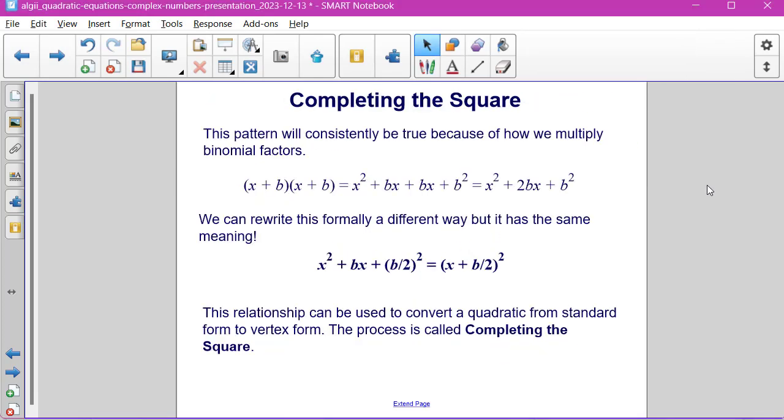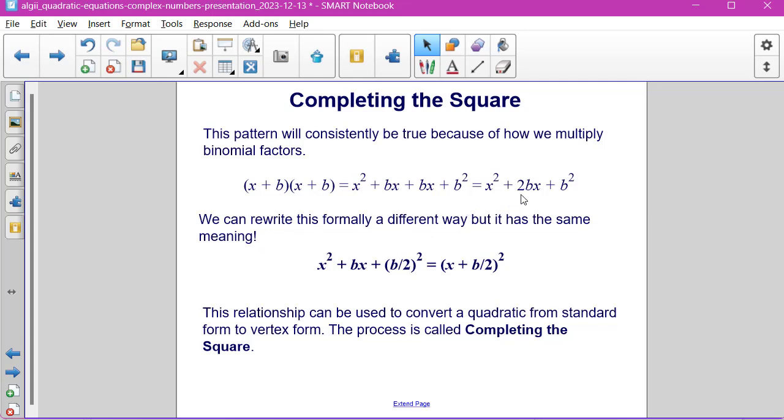This pattern will consistently be true because of how we multiply binomial factors. We would get x squared plus bx plus another bx plus b squared, which then simplifies to x squared plus 2bx plus b squared. We can also rewrite this formally in a different way, but it does have the same meaning.